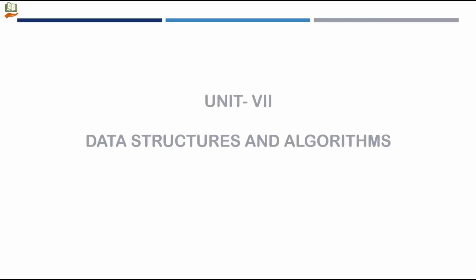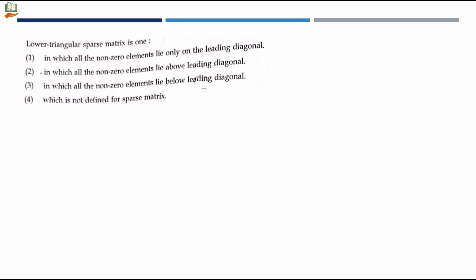Let's solve Unit 7 Data Structures and Algorithms questions. Lower triangular sparse matrix is one. First, we need to understand about sparse matrix. What is a sparse matrix? Matrices having most of their elements as 0 are called sparse matrices.